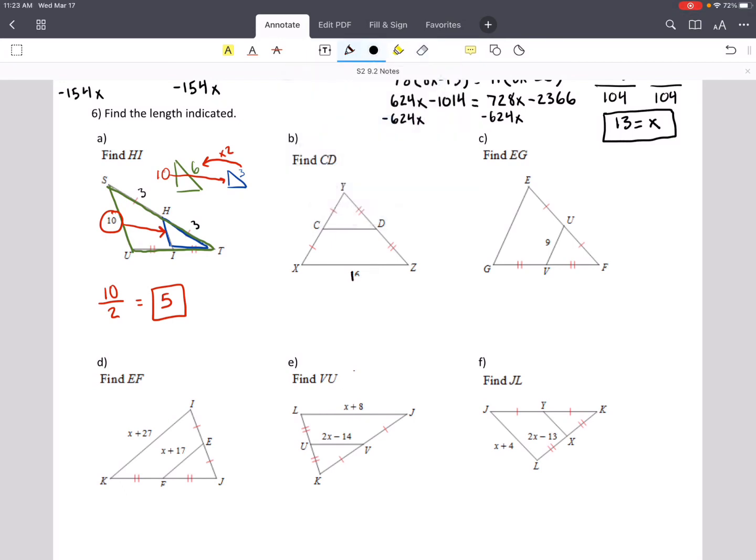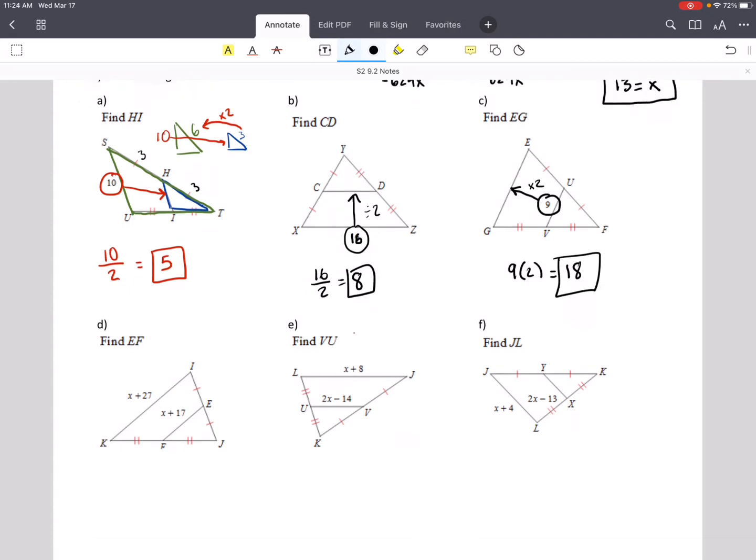So that means this got cut off a little bit, so let's go ahead and fix that. If this is a 16 and I want to find CD, we can just divide by 2. If I need to find EG from 9, oh, we can just times it by 2. Oh, that's a breath of fresh air after our last 2 examples, huh?